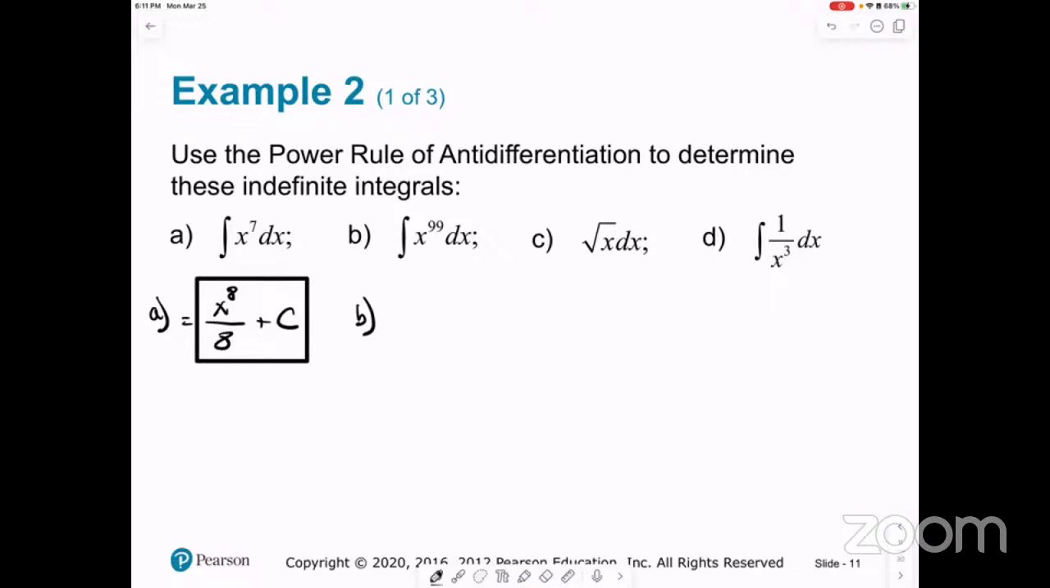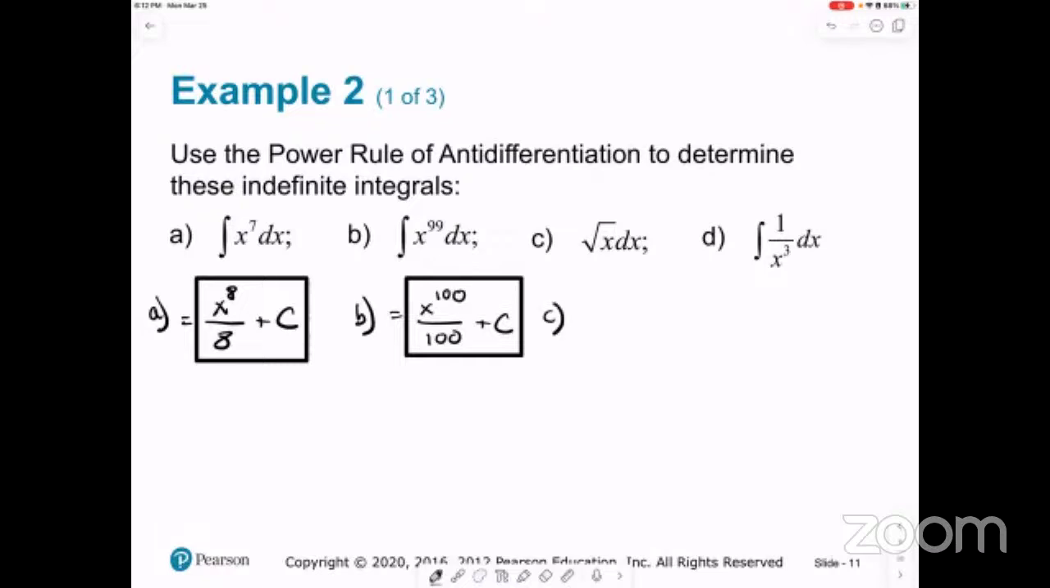So we add 1 to the power. That integral should be x to the power of 100 over 100 plus some constant. Okay, C. Let me see. The square root of x is the same as x to the power of a half. And then if we apply the same technique, that's going to be what? x to the power of 3 halves over 3 halves plus some constant.